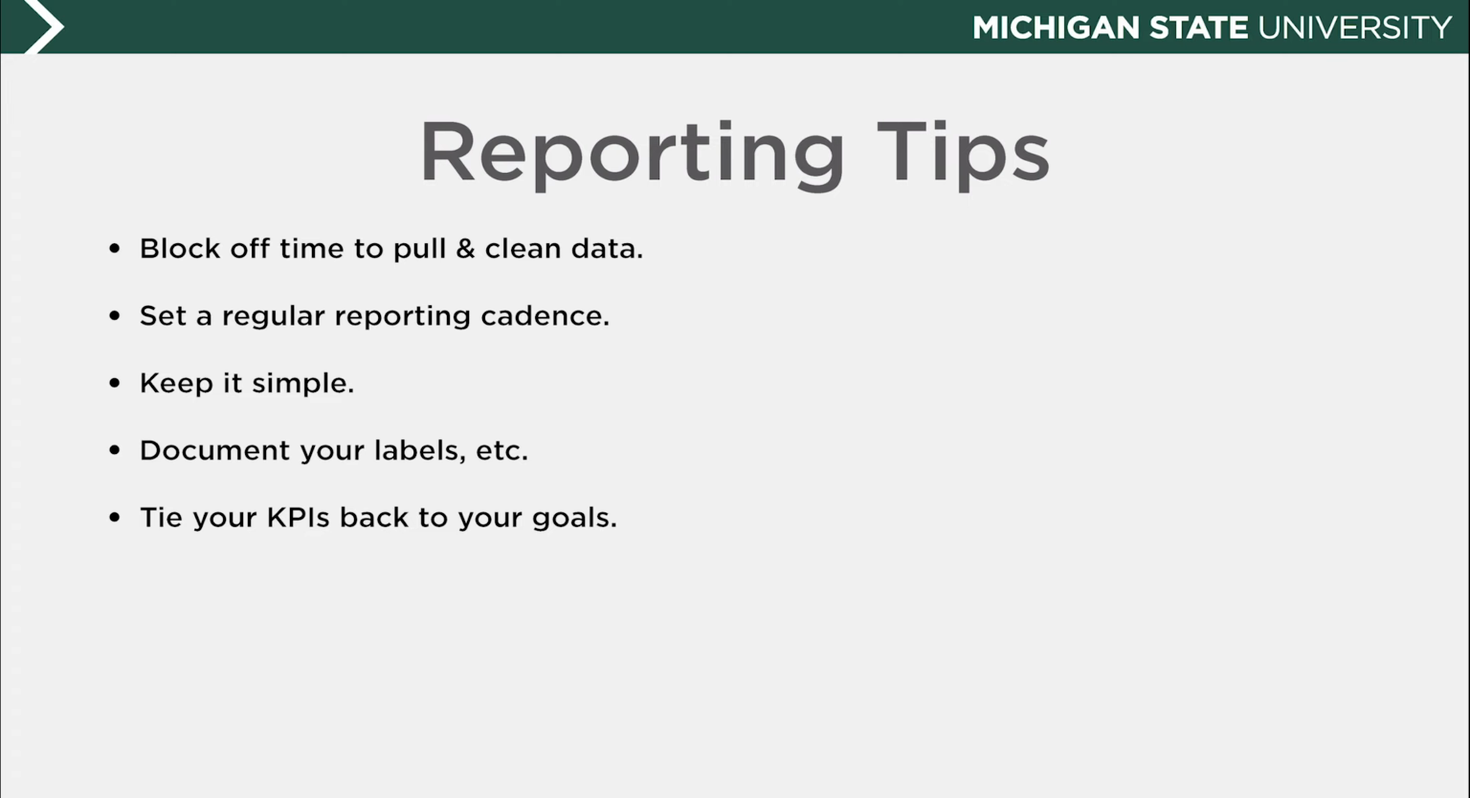Make sure you tie your KPIs back to your goals. You need to be measuring things that matter. So if you have goals related to engagement, then you need to make sure you're measuring your engagement and displaying those in your reports. Make sure all your sources, filters, and time ranges are clearly labeled in any dashboards or reports you're generating.